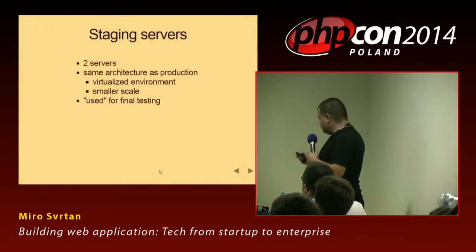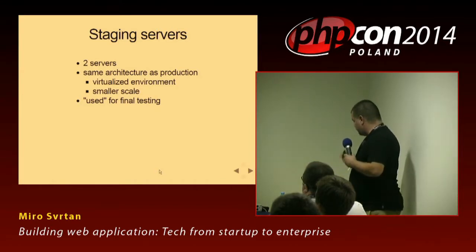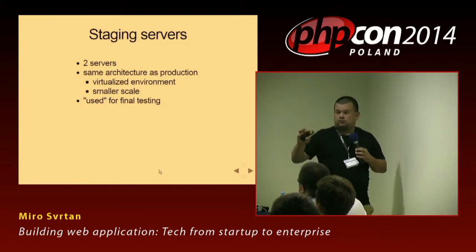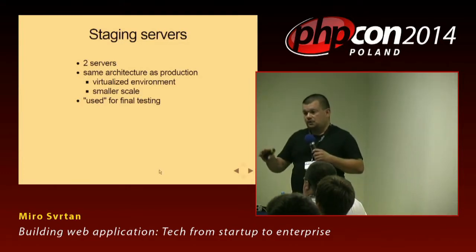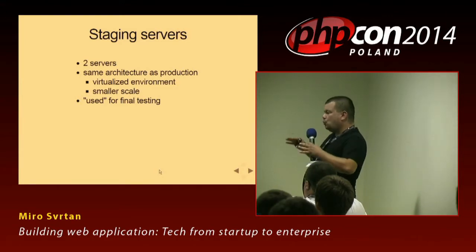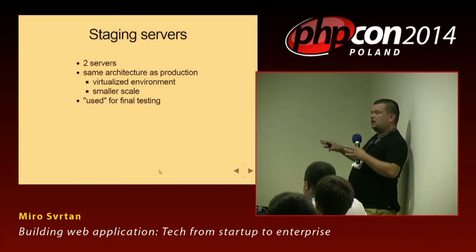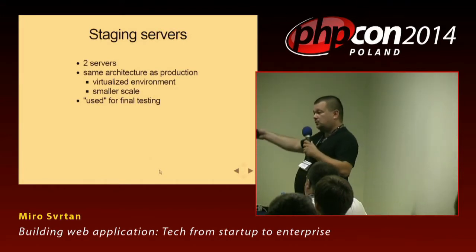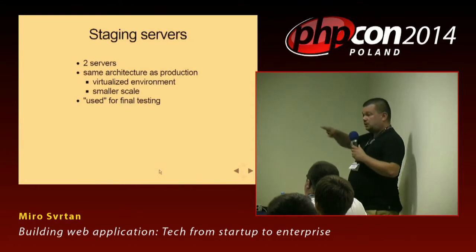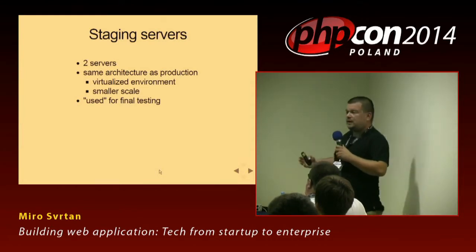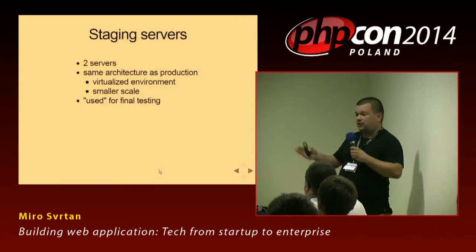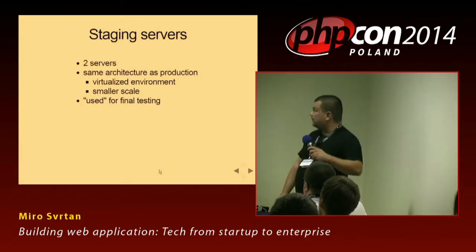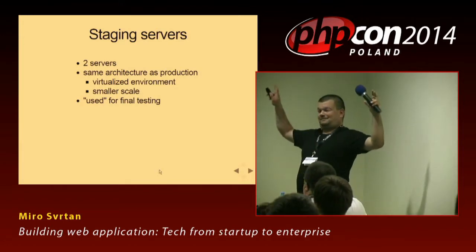We also have 2 staging servers. We're trying to mirror the production architecture so we can test new features on something that looks almost exactly like production. So we have 6 application boxes, 2 front servers, Redis running with a slave, memcached and everything else, but at a smaller scale. We don't put the real-time traffic on it. It's supposed to be used for final testing.